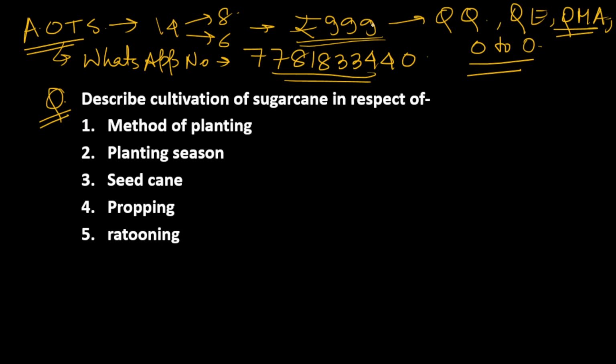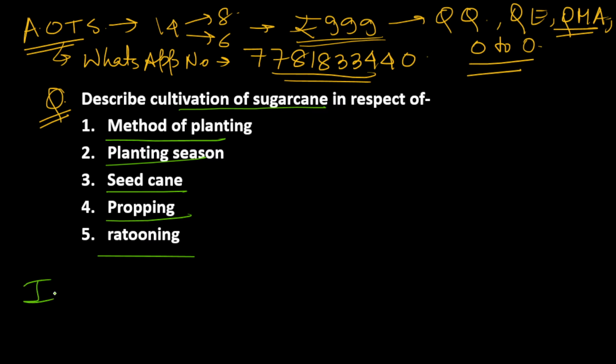Now let's move to the question. So the question for today is, describe the cultivation of sugarcane in respect of method of planting, planting season, seed cane, cropping, retaining. So obviously sugarcane is one crop that is asked several times in UPSC, either it is IFoS exam or it is CSE exam. So you will see how we can approach this answer.